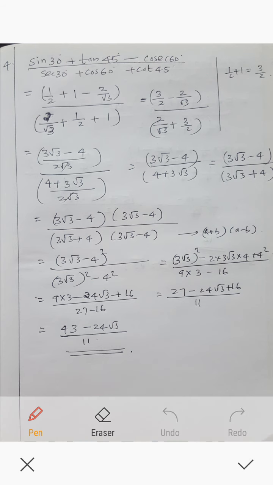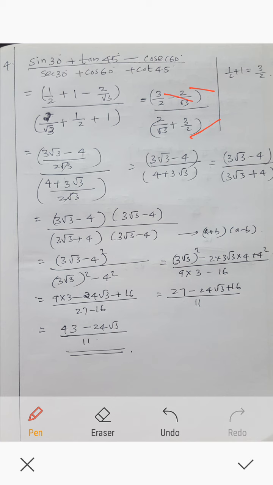Now easily we can add 1 by 2 plus 1. 1 by 2 plus 1 is 3 by 2. So instead of 1 by 2 plus 1, we can write 3 by 2. So it is now converted to 3 by 2 minus 2 by root 3. This is also 1 by 2 plus 1, that is 3 by 2, so 2 by root 3 plus 3 by 2. That's written. Now we have to simplify. Cross multiply the numerator, cross multiply the denominator and simplify.